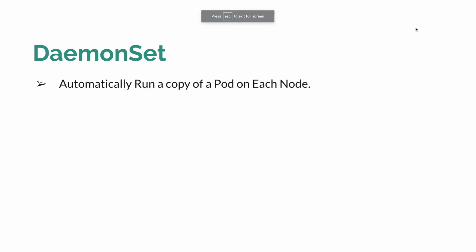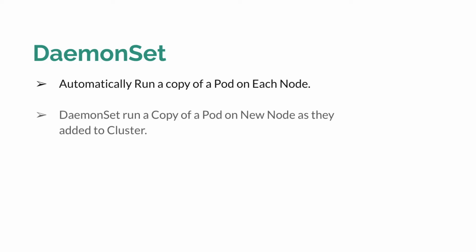So a daemon set in Kubernetes is an object like the pods, which will automatically run a copy of a pod on each node. So whenever you want a copy of a particular pod to execute on each node present in your Kubernetes cluster, you need to create the daemon set of that particular pod. A daemon set runs a copy of the pod on new nodes as they are added to a cluster.